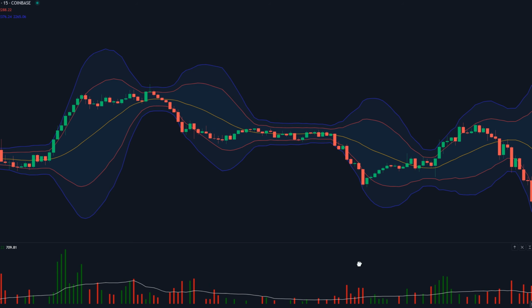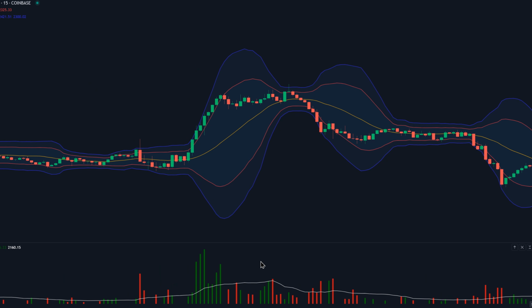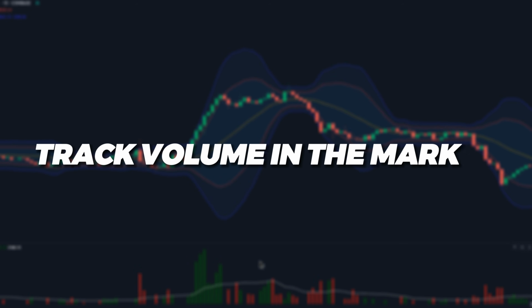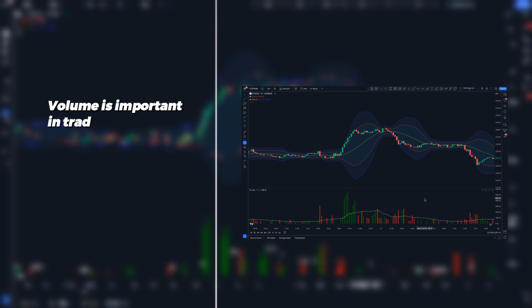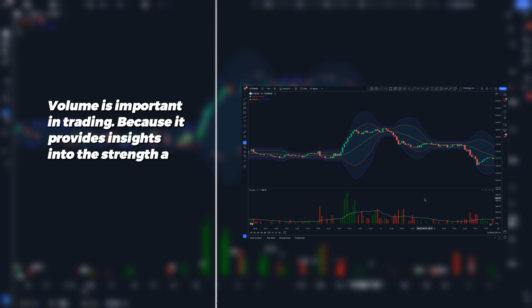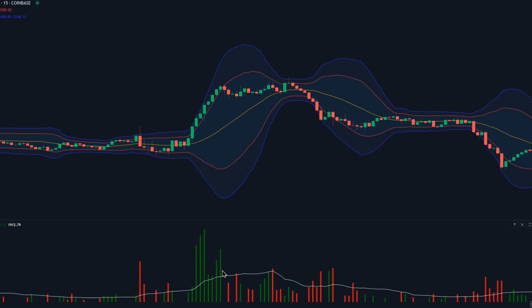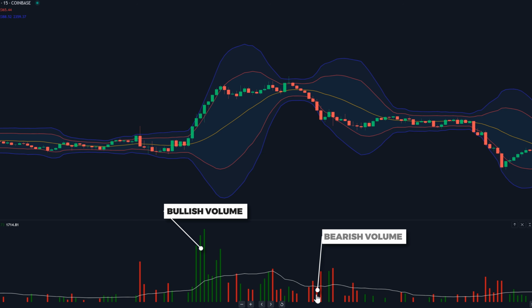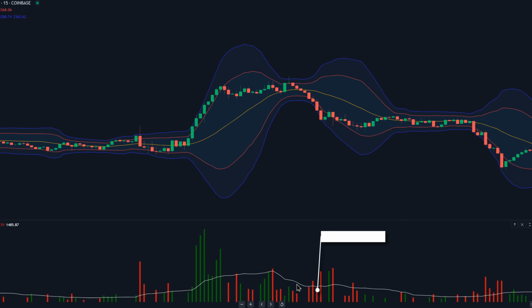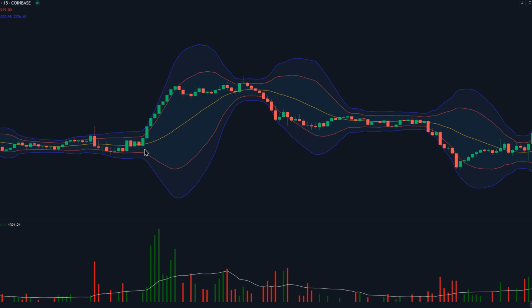I think by now that most of you know what a volume indicator is used for. It's right there in the name. It's used to track volume in the market. Volume is important in trading because it provides insights into the strength and potential sustainability of price movements. How this indicator works is really simple. These green histogram bars represent bullish volume, and these red histogram bars represent bearish volume. This white line is a volume-based moving average. Whenever these histogram bars are above the moving average, it indicates that the volume in the market is high enough. And that is what we're gonna be looking for before we take long or short positions.